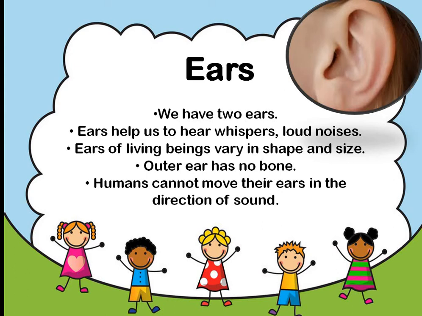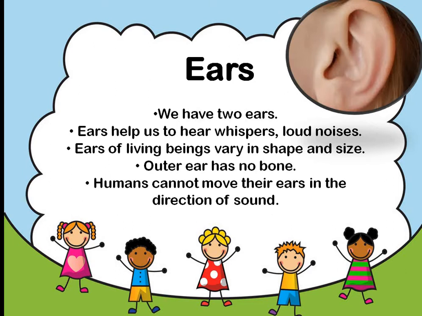Now coming to the third sense organ, that is ears. Human ears are two in number. Ear helps us to hear whispers, that is very slow sounds, and loud noises. The ears of living beings vary in shape and size, right? Some have got bigger ears, some have got smaller ears. Rabbits have got long ears, elephants have got big ears. So, ears of living beings vary in shape and size.